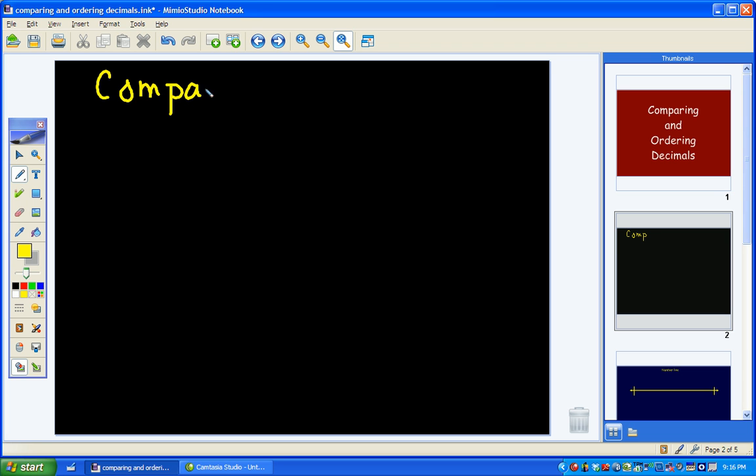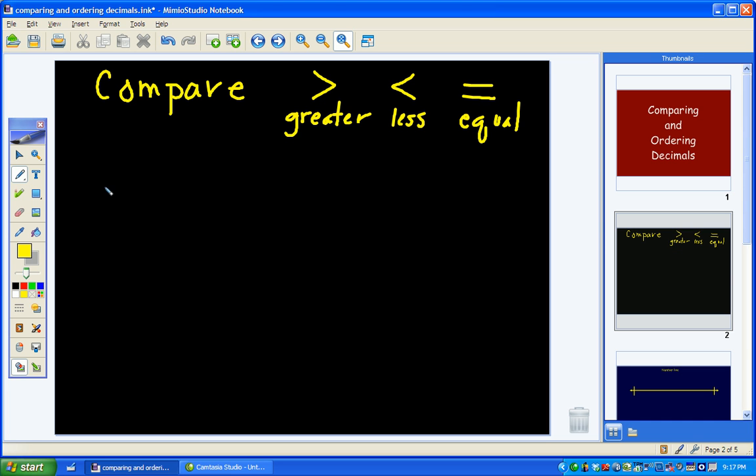So when we compare numbers, we are looking at their greater than, less than, or equal. Our steps that we're going to use for decimals, it's pretty important that you try to follow these steps because it will ensure your success on doing this task. The first one is step 1, and you want to line up your decimal points.